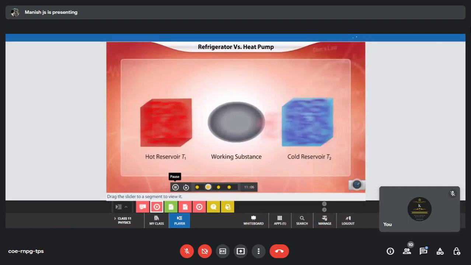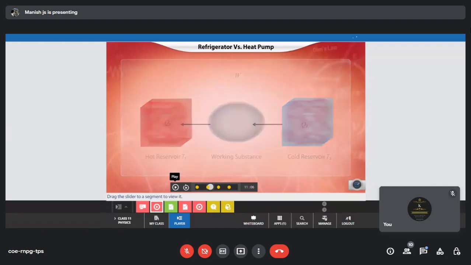A refrigerator is a device that has the same basic components as a heat engine, but its working is just the reverse of that of a heat engine. In a refrigerator, the working material absorbs heat Q2 from the cold reservoir at temperature T2. Some external work is done on the working material and an amount of heat Q1 is released to the hot reservoir at temperature T1. This cycle continues and causes cooling within the cold reservoir.